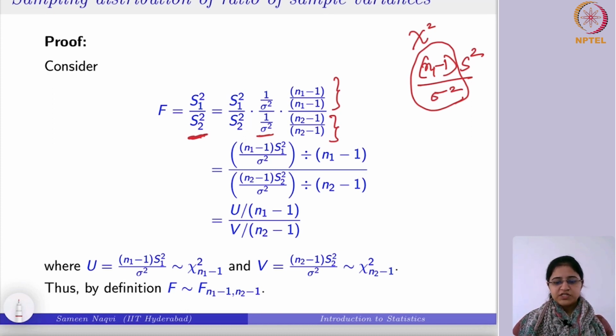Now by just rearranging the terms, you can see how we are getting the numerator. So n1 minus 1 times s1 square divided by sigma square, and this term will come. Likewise, here you have this. Now if u follows chi-square with n1 minus 1 degrees of freedom, and v follows chi-square with n2 minus 1 degrees of freedom, then you have this, and this distribution will follow F distribution with n1 minus 1 degrees of freedom and n2 minus 1 degrees of freedom.